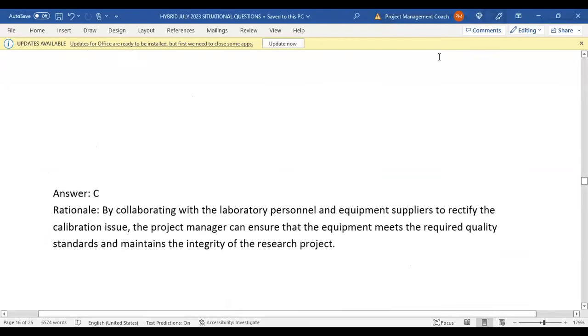By collaborating with the laboratory personnel and equipment suppliers to rectify the calibration issue, the project manager can ensure that the equipment meets the required quality standards and maintains the integrity of the research project.